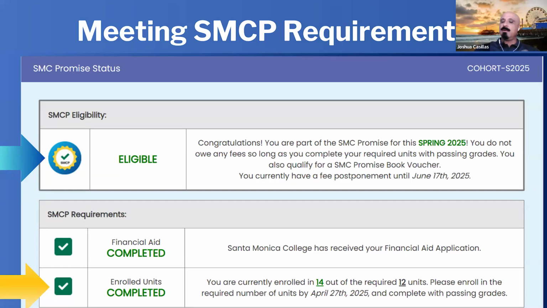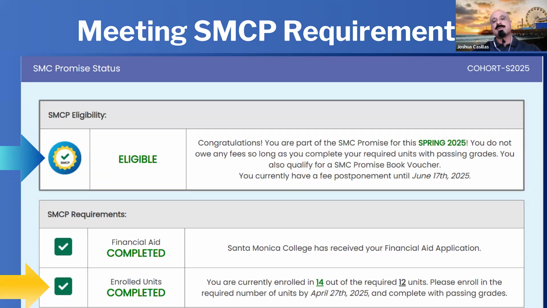For this spring, you do not owe any fees so long as you complete your required number of units with passing grades. You also qualify for the SMC Promise book voucher. This student qualifies for that, and they currently have a fee postponed until June 17, 2025. So we will go into a brief about a book voucher, but this is the messages.